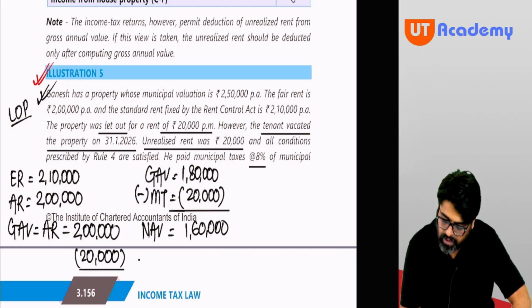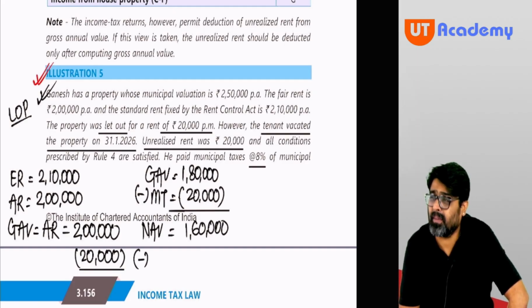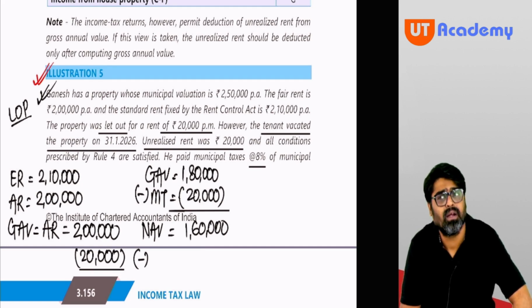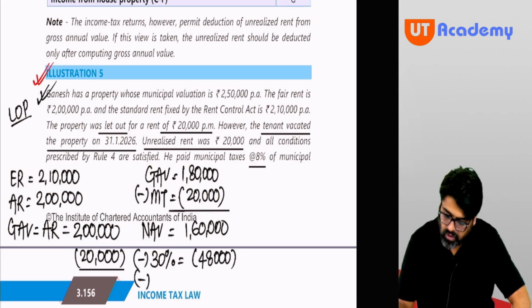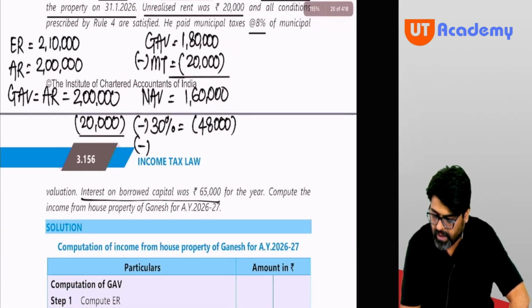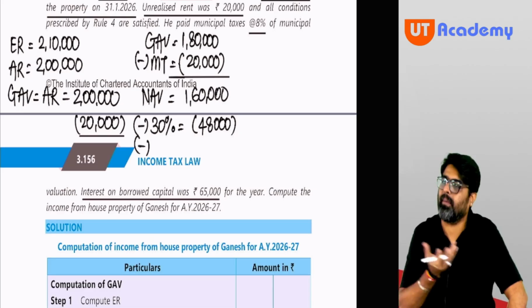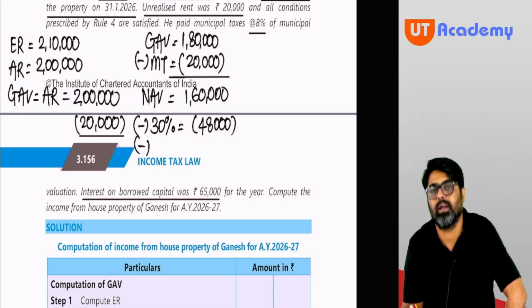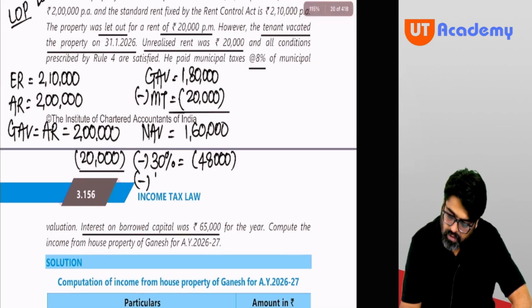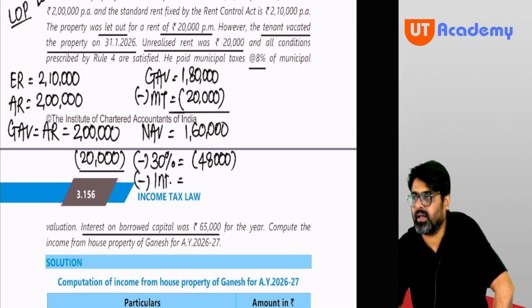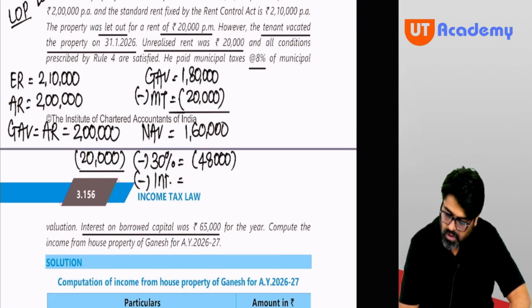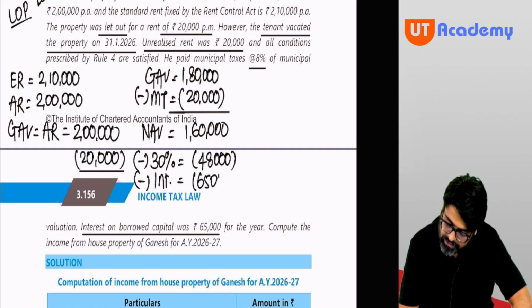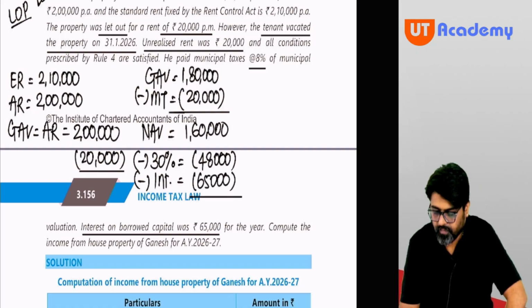Now will you get any deduction out of this NAV? 2 deductions. Number 1, standard deduction at the rate of 30% of NAV, allowed under section 24A. So 30% of NAV will be 48,000. And minus interest on housing loan. Is there any interest on borrowed capital? If they are not saying anything, then the capital would have been borrowed for the purpose of house property only. Can you get the entire amount of interest as a deduction? Yes, because the property was let out property. In the case of let out property, full amount of interest is allowed. So the amount will be 65,000. Can you do the calculations? How much?